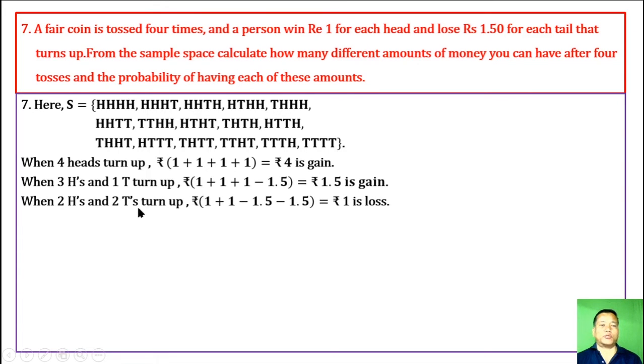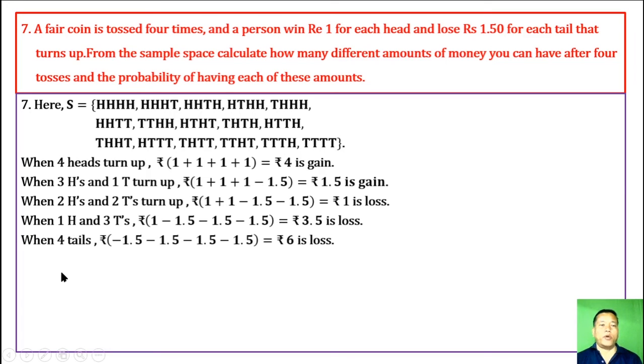When 2 heads and 2 tails turn up, rupees 1 is lost. When 1 head and 3 tails turn up, we get rupees 3.5 is lost. When 4 tails turn up, we get rupees 6 is lost.